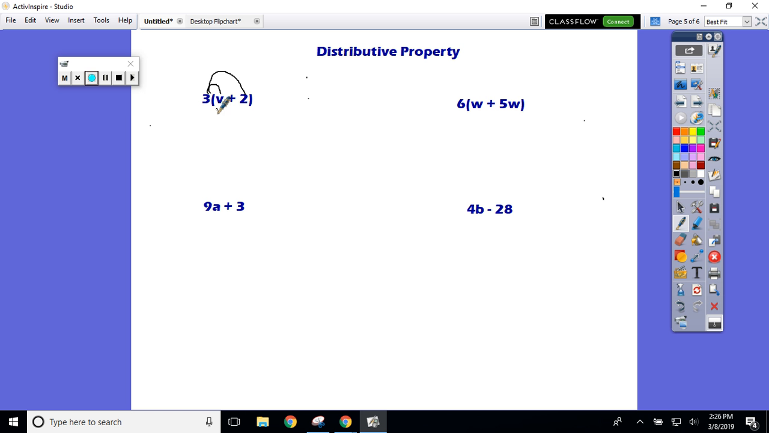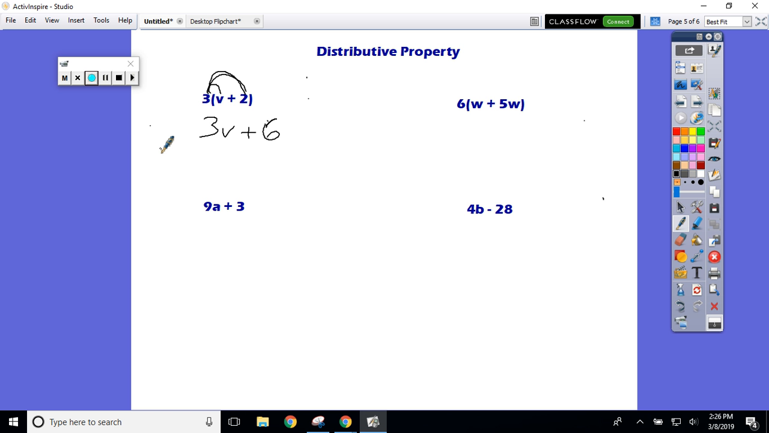So this is 3 times v, or really we know there's an invisible or an imaginary 1 in front of the v. So 3 times 1v is 3v. I keep the plus, and I do 3 times 2. 3 times 2 is 6. And that's the end of that problem. Those are like terms, and I can't combine them.